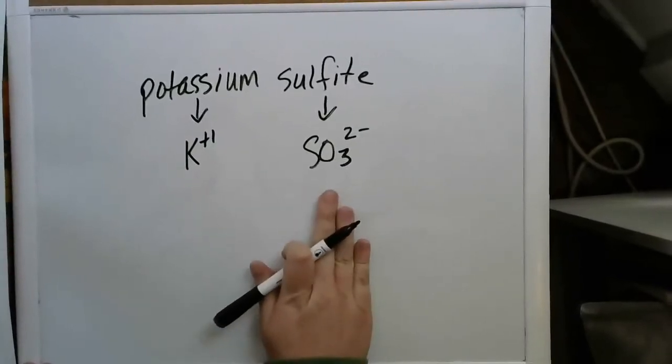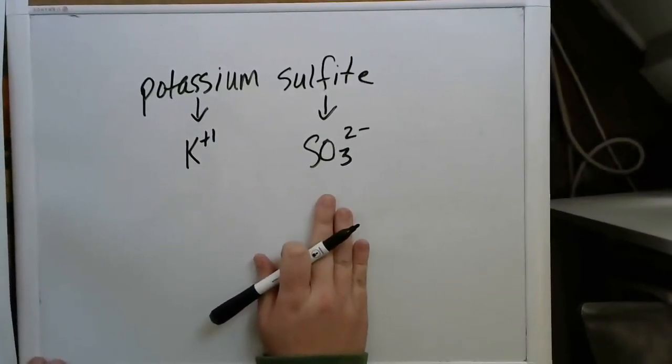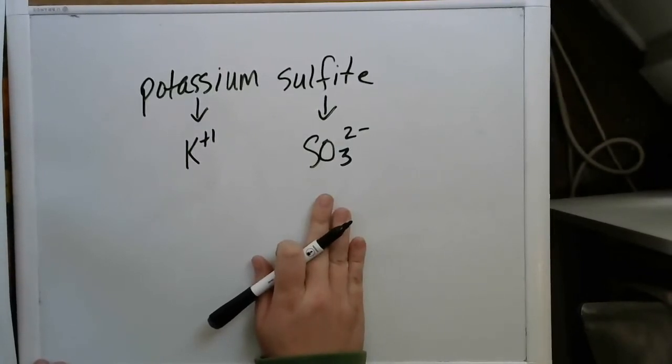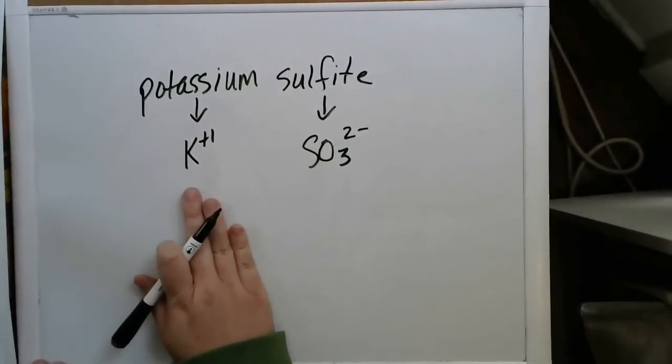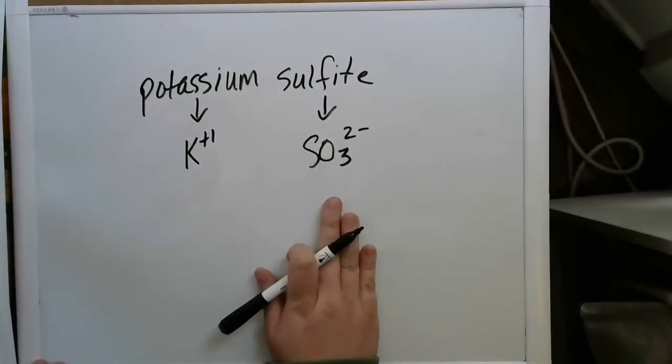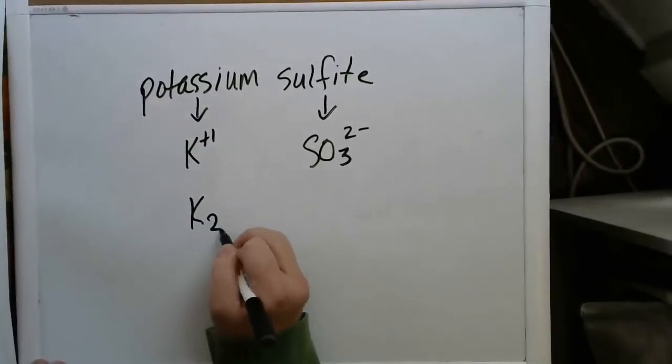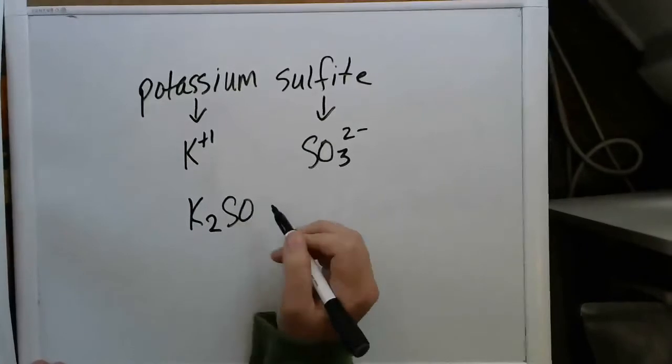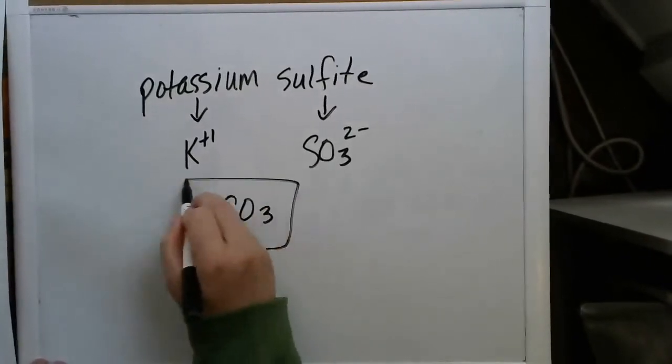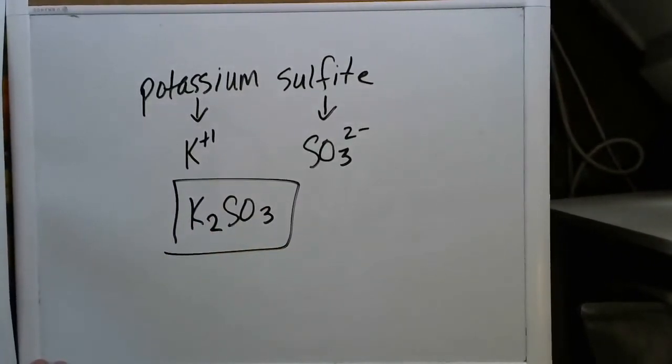Now once you have these written out and their charges included, now you can see the ratio that needs to exist between the two of them, right? So I'm going to need 2 potassiums to balance out the charge on this sulfite. That means that I have a K2SO3 formula here. Okay?